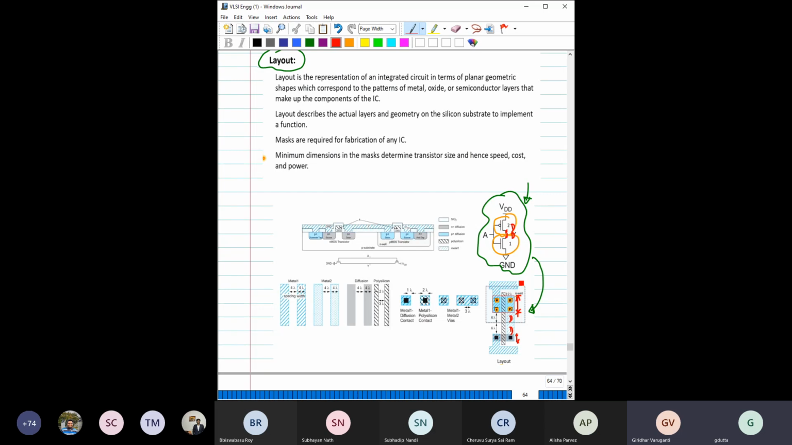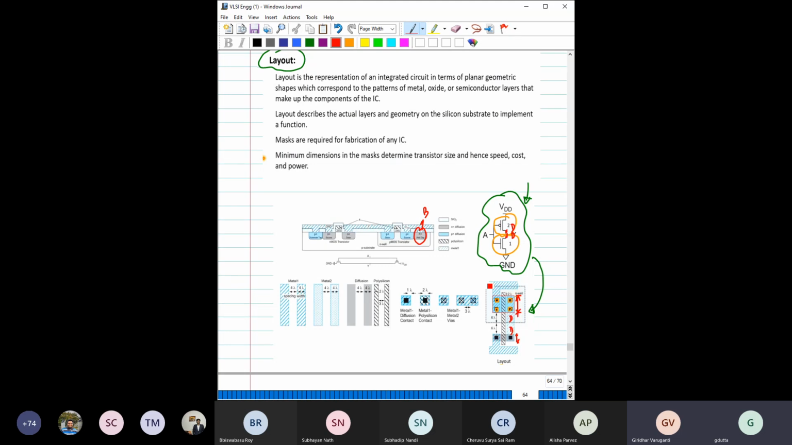Okay, so this is the general layout diagram here, but clearly you can see we have not considered the body contact. So here you can see for PMOS this is the body contact. For this body contact, body and source have been connected. So here we have not considered it in this layout.